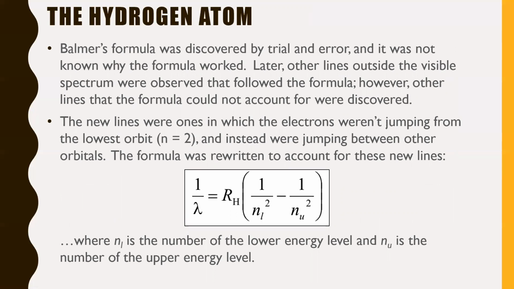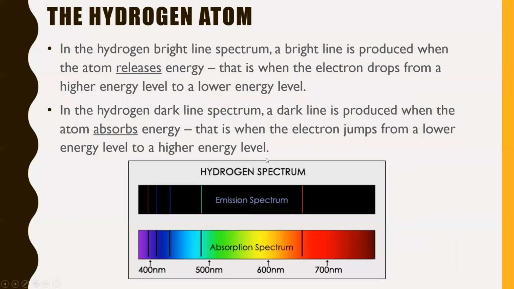Later, other lines outside the visible spectrum were observed that followed the formula. However, other lines that the formula could not account for were also discovered. The new lines were ones in which the electrons weren't jumping from the lowest orbital, n=2, but instead were jumping between other orbitals. The formula was rewritten to account for those new lines. There it is. You don't need to know it. Do not worry about this. Moving on. All right, so the hydrogen atom.